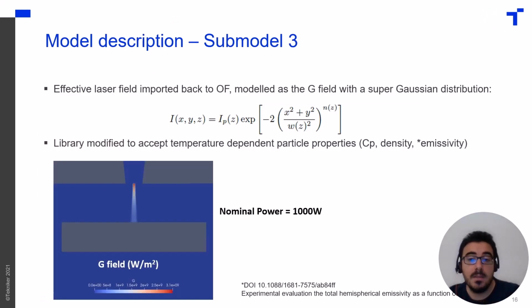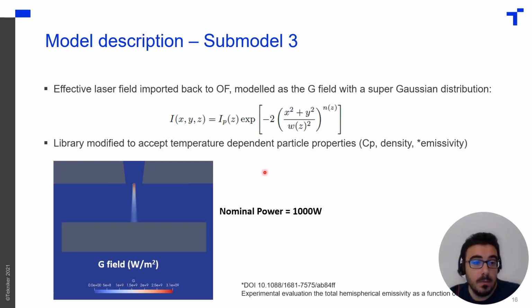In the final submodel, we again repeat the Eulerian-Lagrangian calculation in a similar way as in the first submodel, with the exception that in this case we consider the energy term for the Lagrangian particles. So the effective laser field that we have calculated using the ray tracing software is imported into OpenFOAM and is modeled as the G field for the P1 radiation model with a super Gaussian distribution, which is nothing more than a Gaussian distribution with an exponent that is different than 2.